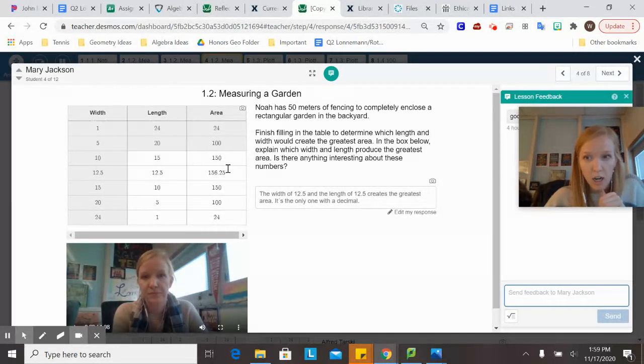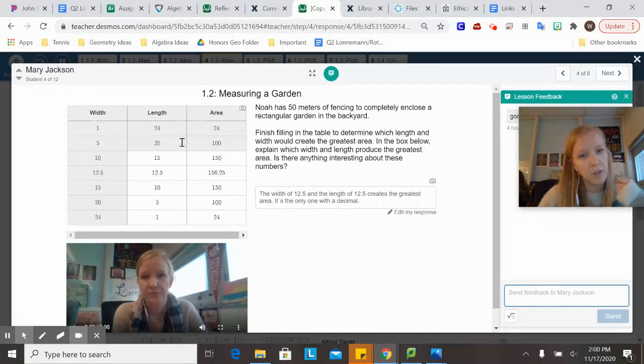Your area column came from multiplying the width times the length. So 10 times 15 is 150. 12.5 times 12.5 is 156.25. Okay, so that's how we got the areas. And I love this response about anything interesting: the width of 12.5 and the length of 12.5 creates the greatest area. That was an awesome observation.